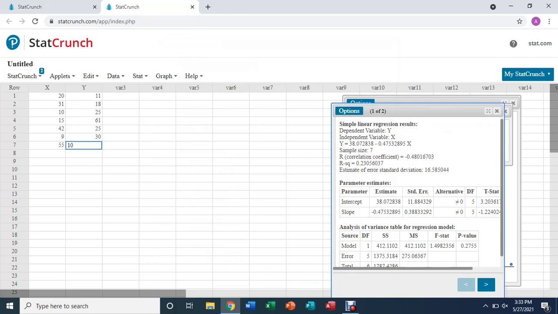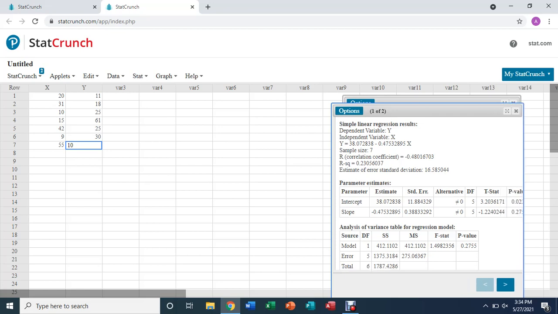So here we go, the equation. Y equals 38.07 minus 0.475, and the correlation coefficient is the same as we found before. It's negative 0.48. Now, to see if there is a linear correlation between x and y, we're gonna look at the p-value. The p-value under the slope, not under the intercept.